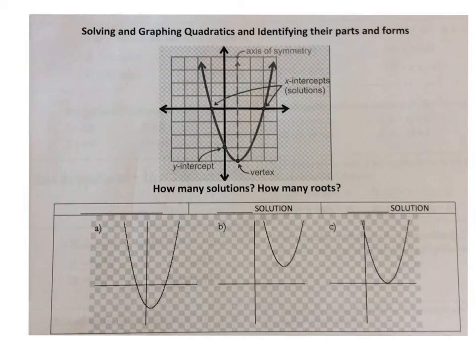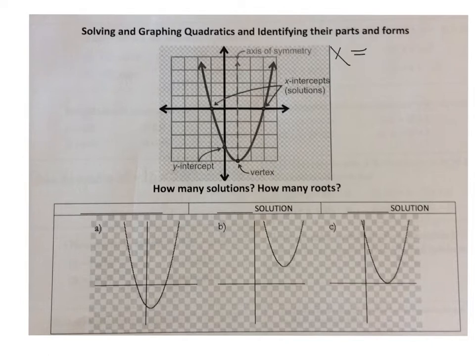This is Mr. Payne bringing you final exam review number 5, solving and graphing quadratics and identifying their parts and forms. So right off the bat, we're going to talk about the different parts. Remember that the invisible line down the middle is called your axis of symmetry. When you are identifying your axis of symmetry, make sure you're saying that it's x equals.